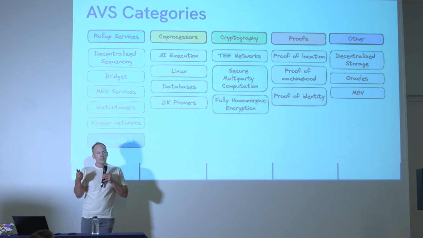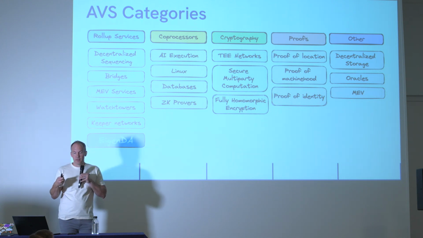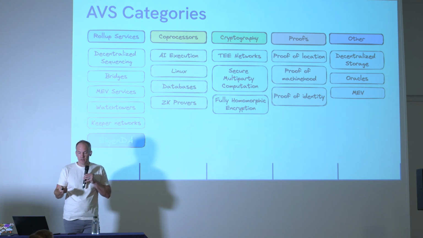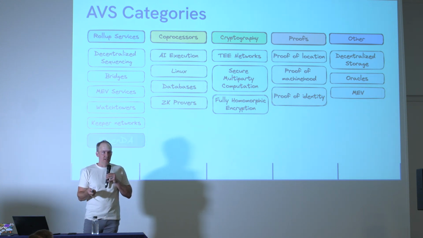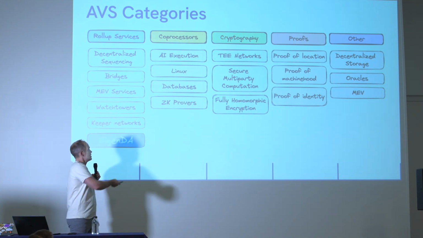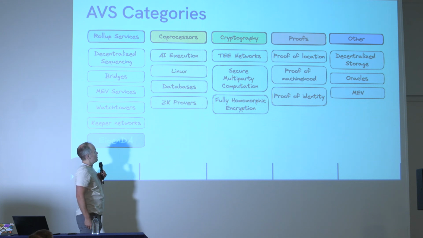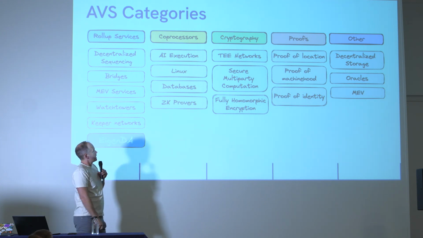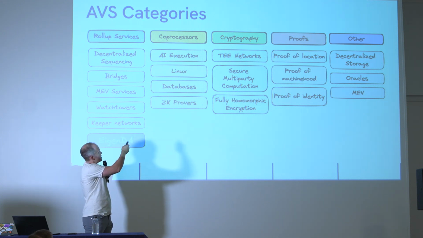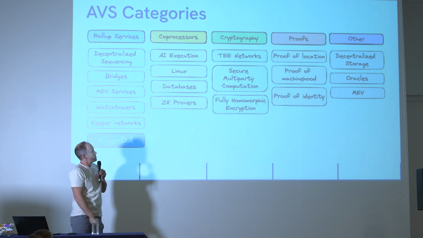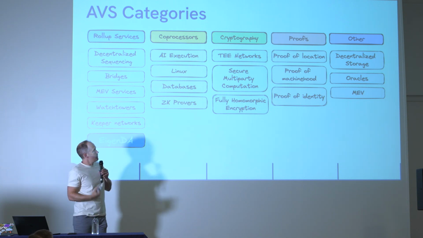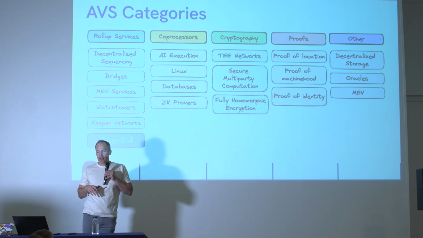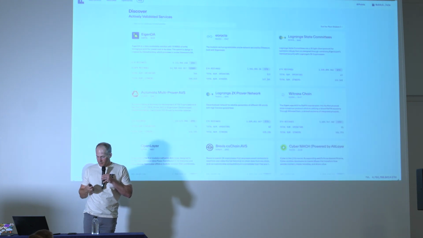And so people that are building in those verticals, they need other primitives. They need execution for AI purposes. They need a database. They need ZK provers. So you see these other coprocessor categories becoming very important. We're building out things like folks that offer TE networks, fully homomorphic encryption. So the goal is that if I want to build a dApp, I can come to this marketplace and I can take advantage of all these services that are already built out.